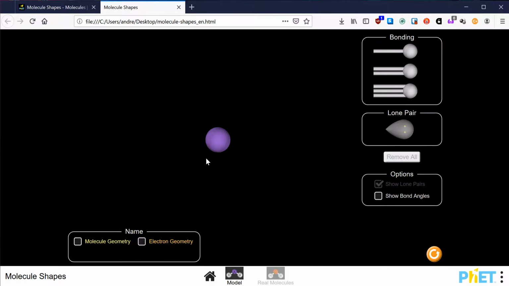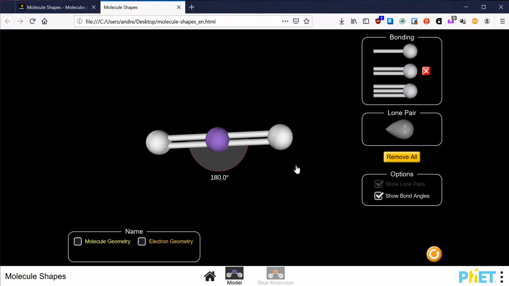So let's say that we wanted to build carbon dioxide. We know that the central atom of carbon dioxide is carbon, and we know that there are two oxygens, each with double bonds. So we simply click on the peripheral atom with two bonds here, and there's one atom with a double bond, and there's two atoms with a double bond, and we can see, even without labeling the bond angles, that this angle here is approximately 180 degrees. But if you're not sure exactly what the angle is, if you click this option here that says Show Bond Angles, it will label what the angle is here.